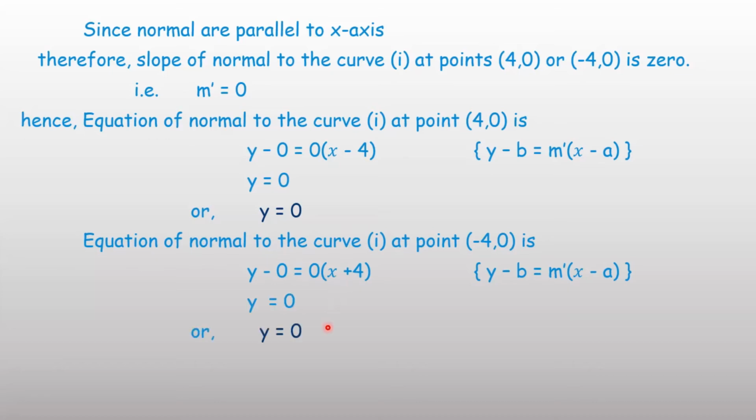Also in examination, without solving, directly we can write equation of normal. Since normal is parallel to x-axis, it implies slope of normal is 0. First information. Second, points lie on x-axis. If point lies on x-axis, means a line which passes through point (4, 0) or (-4, 0) parallel to x-axis, it implies normal coincides with x-axis. And if normal coincides with x-axis, then directly we can write equation of normal at given points as y equal to 0. Without solving also we can write answer.